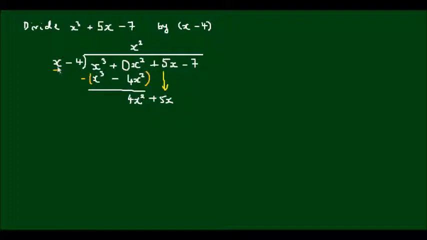Now what do I need to multiply x by to get 4x squared? Well, I need a 4x. So 4x times x is 4x squared. 4x times negative 4 gives me negative 16x. And again, I subtract the new line from the line above.